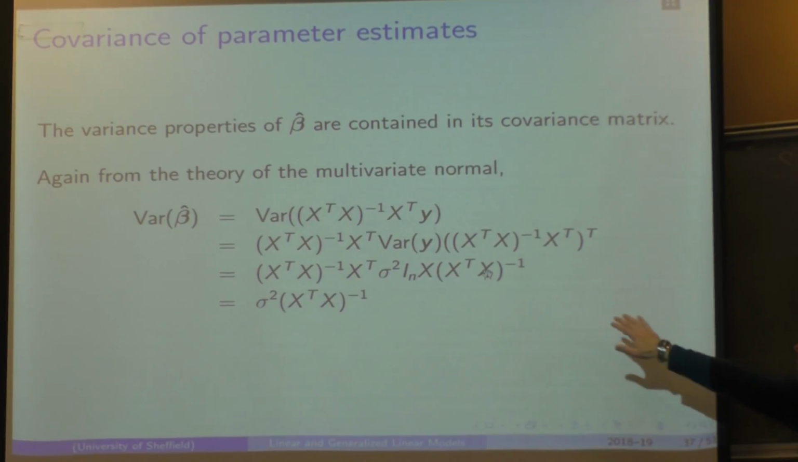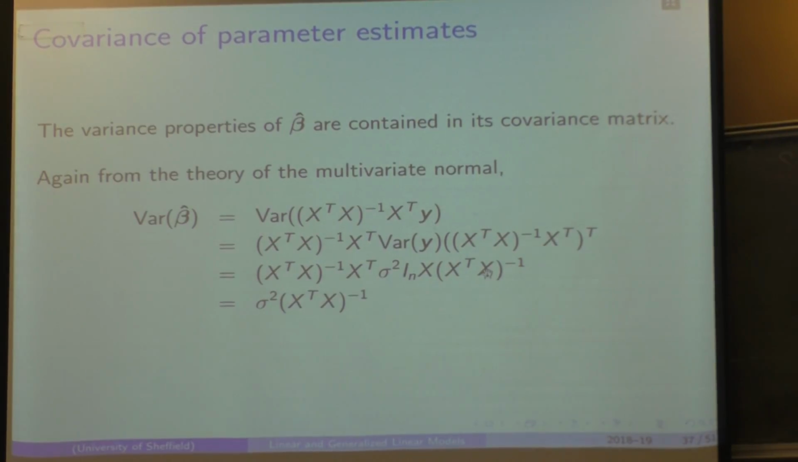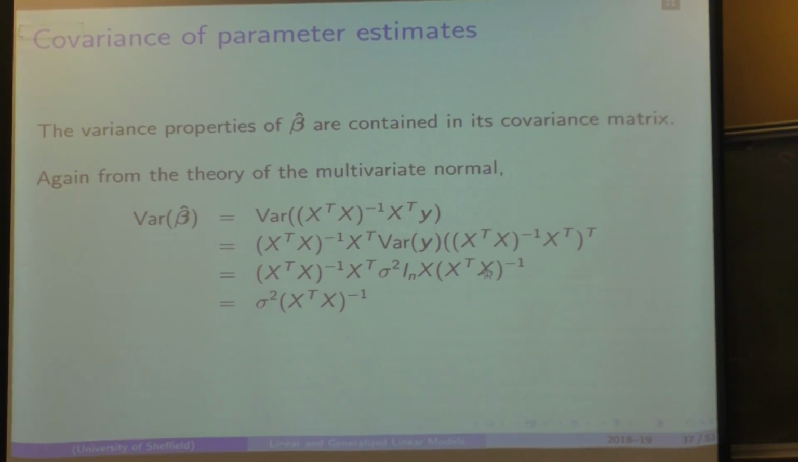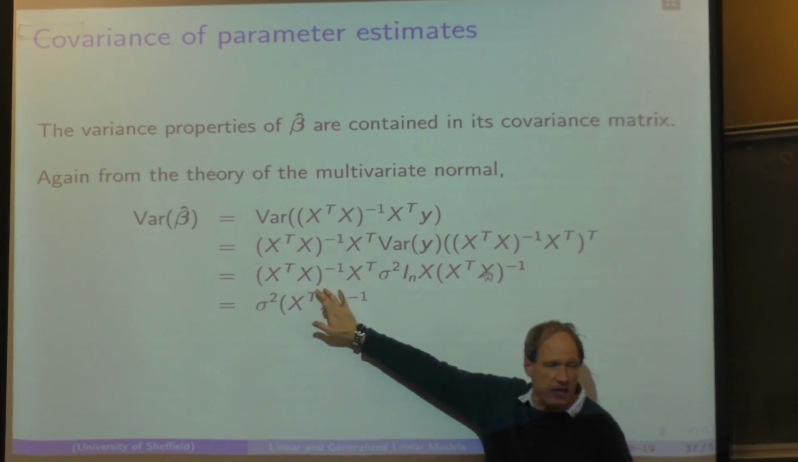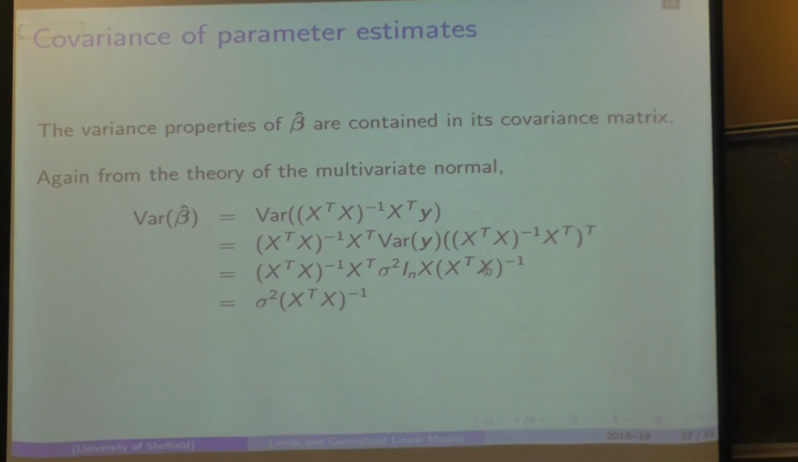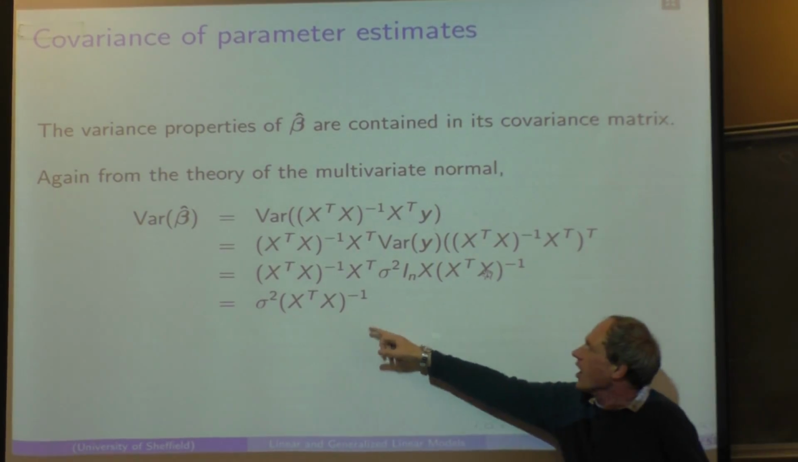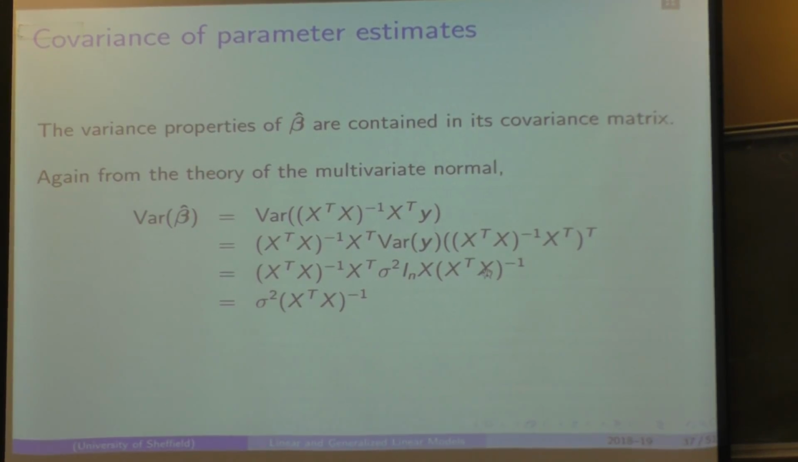That comes from the fact that when you take the transpose here, you swap the order of the terms on the inside. So the X transpose X's are going to cancel with one of the inverses. Doesn't matter which one. And so we end up with sigma squared times X transpose X to the minus 1. So that's actually the formula for the variance of the estimators.